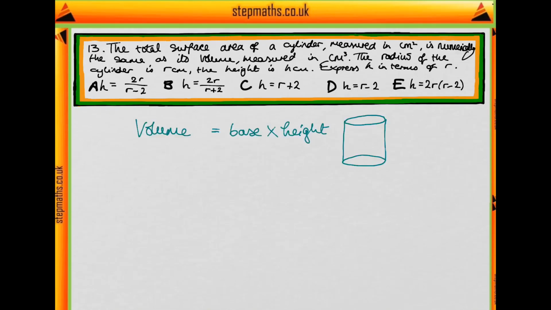Okay, so here's our cylinder, and we know that the volume is equal to the base times the vertical height. So substitute these two things in. We know that the base is pi r squared and the height is h, because the base is just a circle with radius r. So why don't you have a go at seeing if you can work out what the total surface area of the cylinder would be in terms of r and h. Pause the video and have a go now.